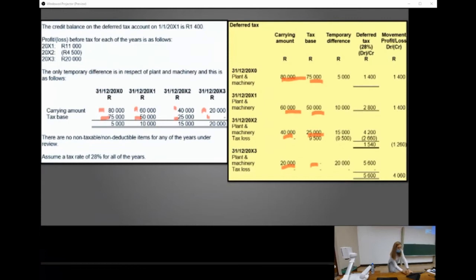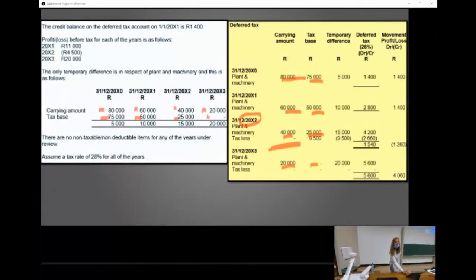But now at the end of 20X2, we had this tax loss, this unused tax loss, this benefit that we are going to see if we can recognize, if we can make that promise. So you'll see here for X2, the tax loss does not have a carrying amount because we didn't do a journal. We didn't put that income and receivable with a journal in our SFP. So our carrying amount is 0.